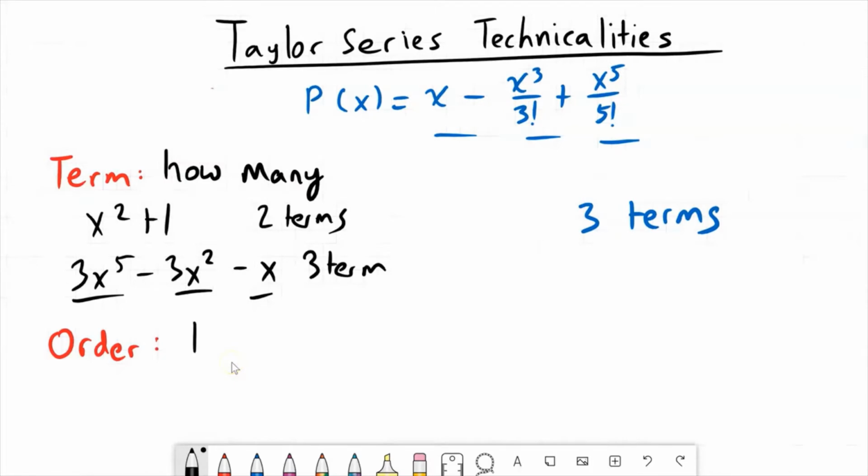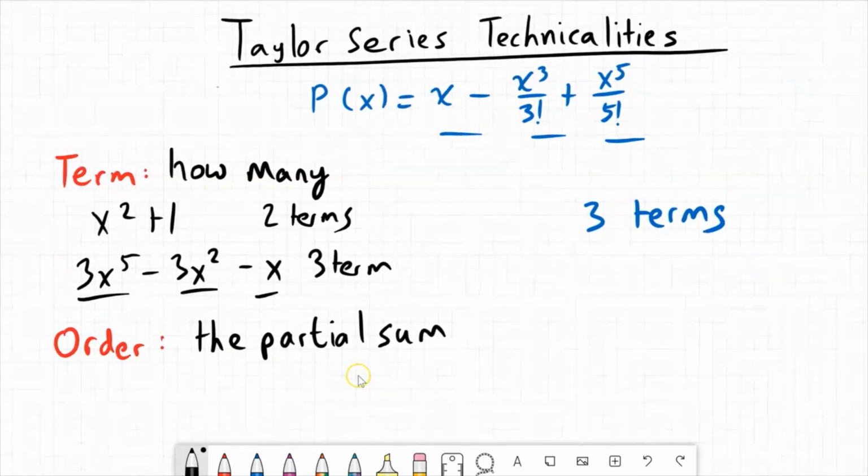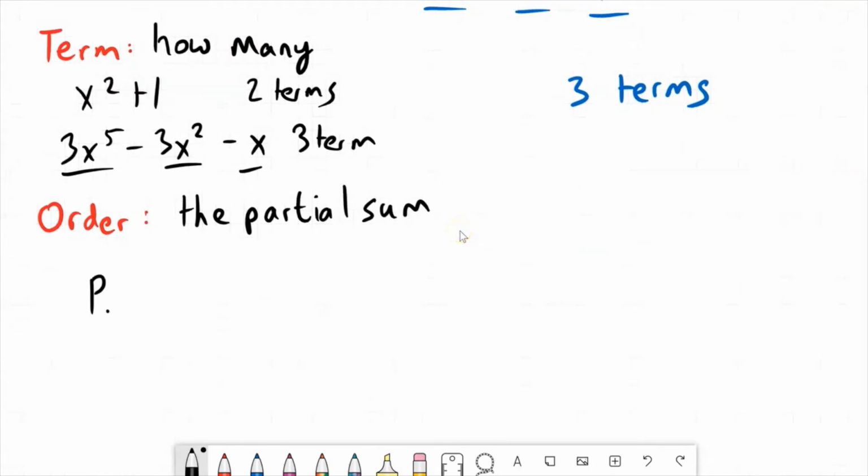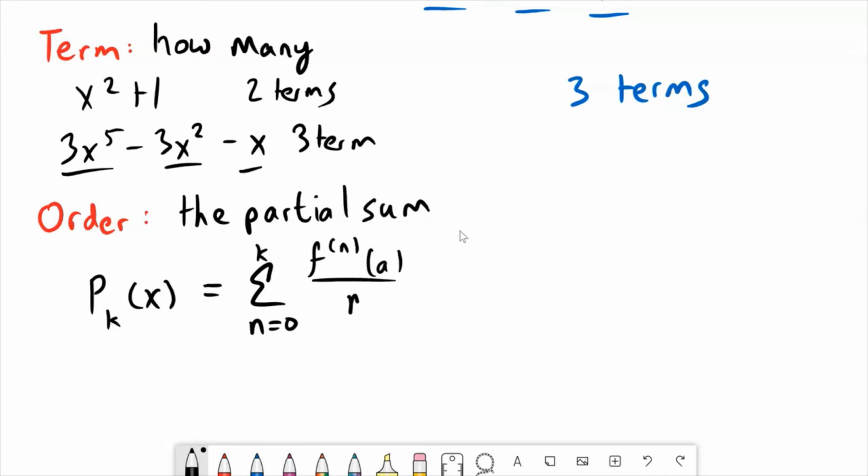Order is this idea, the partial sum of this thing. So we're talking about a polynomial in terms of a partial sum. So this partial sum is now p sub k, and I'll show you why I said k. It's from n equals 0 all the way to k of f, the nth derivative, and I'm going to use the Taylor series, or the Taylor part, so it's a instead of 0. And it also works with the Maclaurin series, this idea. So this partial sum, notice that it doesn't go into infinity.